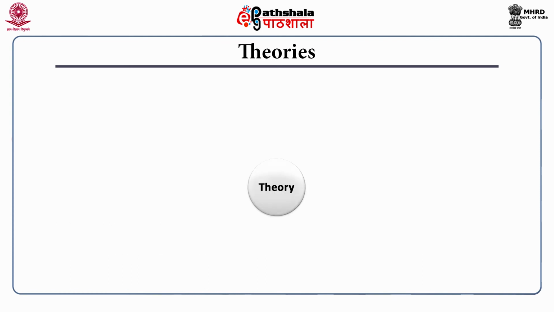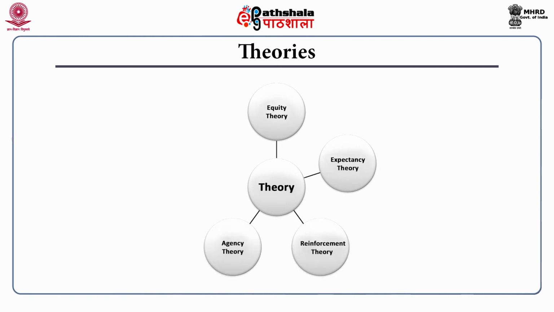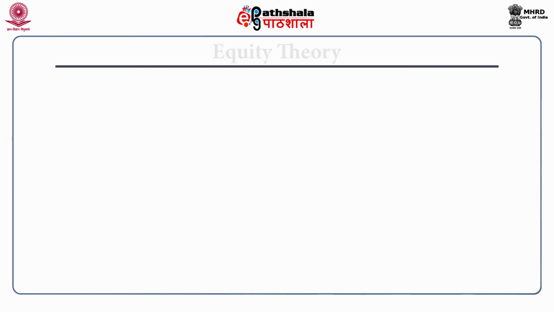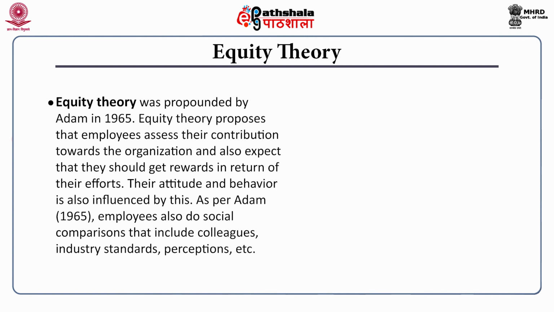There are various theories which are associated with compensation: equity theory, expectancy theory, reinforcement theory, agency theory, and tournament theory. Equity theory. This theory was propounded by Adams in 1965. Equity theory proposes that employees assess their contribution towards the organization and also expect that they should get rewards in return for their efforts. Their attitude and behavior is also influenced by this. As per Adams, employees also make social comparisons that include colleagues, industry standards, perceptions, etc.